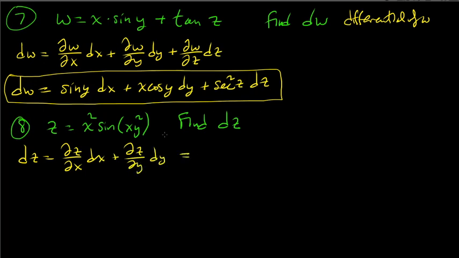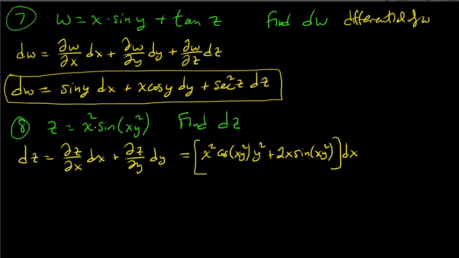Right? Because z is a function of x and y only. It's not a function of z like number 7 was, right? Okay, so fool me once, right? This is going to be a product. So product rule, right? First times the derivative of the second. And the derivative of sine is cosine. And then the derivative of xy squared is y squared, right? Plus second times the derivative of the first. So 2x times sine of xy squared. All times dx, right? And then do the same thing for the partial with respect to y.